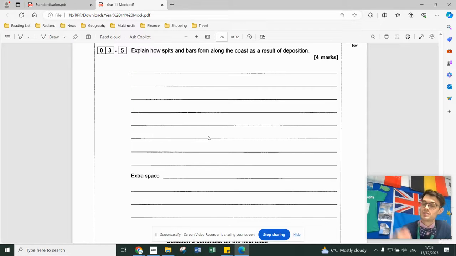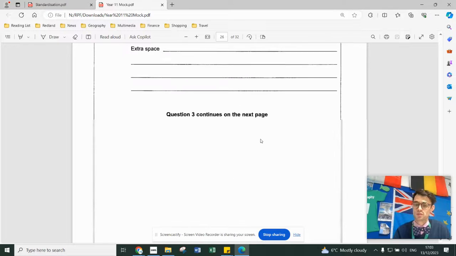Okay. And then you can say spits, same as the bar, except that it connects the coast to nowhere, because the headland behind, or the coast behind it, changes direction, and the longshore drift continues out to sea and creates a salt marsh behind it. Perfect. Okay. Point and explanation. That's how you get 4 marks for that one.